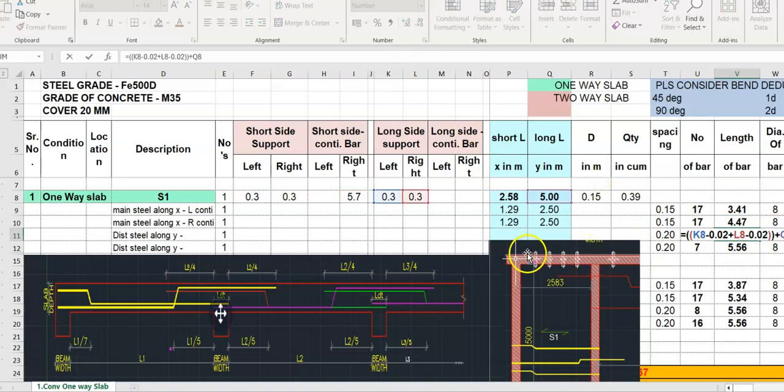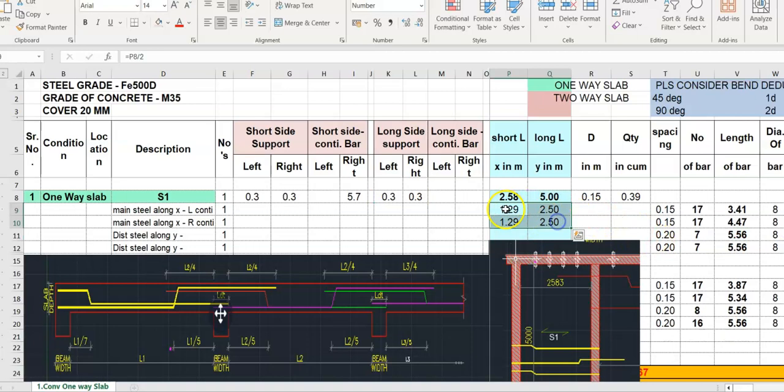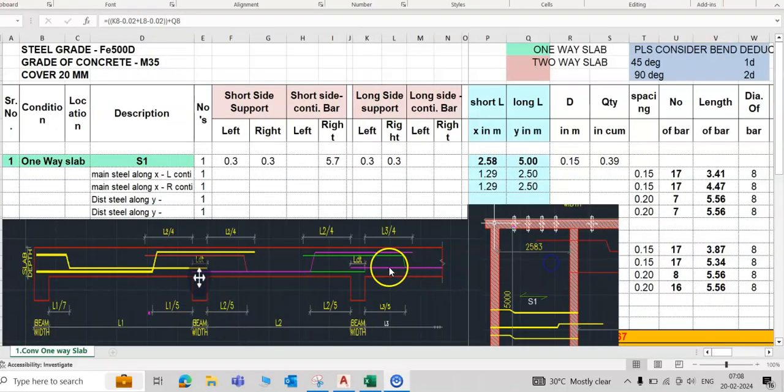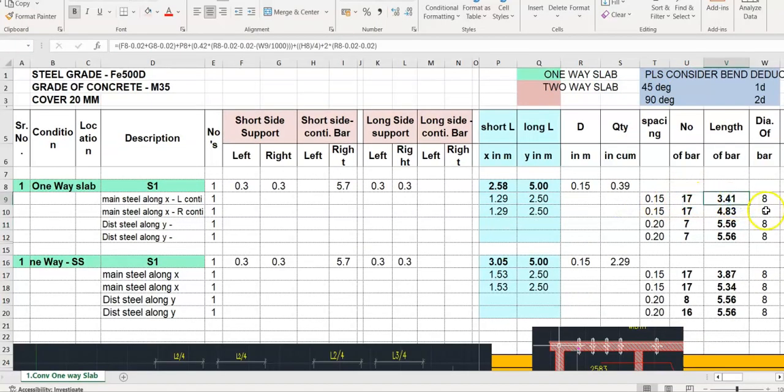Now go for distribution steel. This 50% length is required only for the number of bars. Okay. Now similarly, the long side. This is the long side. Here is the end support. K8 and L8 are the long side, left right support minus both side cover, and Q8 is the long side length, 5 meter. Okay. Similarly, next the number of bars also. Here only the bend deduction is missing. Deduct bend from this length.